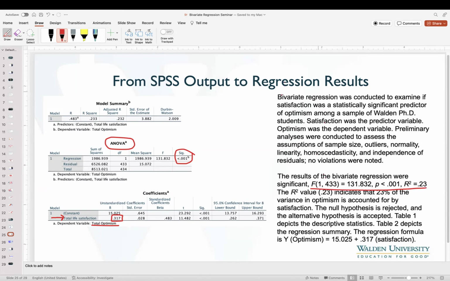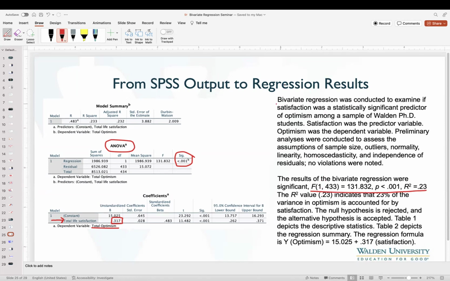Now, isn't this what we did? We conducted bivariate regression to examine whether satisfaction, which was the predictor, was a significant predictor of optimism, amongst Walden students. And then I just further spell it out. Satisfaction was the predictor. Optimism was the dependent variable. Remember, it's telling me this all right here.